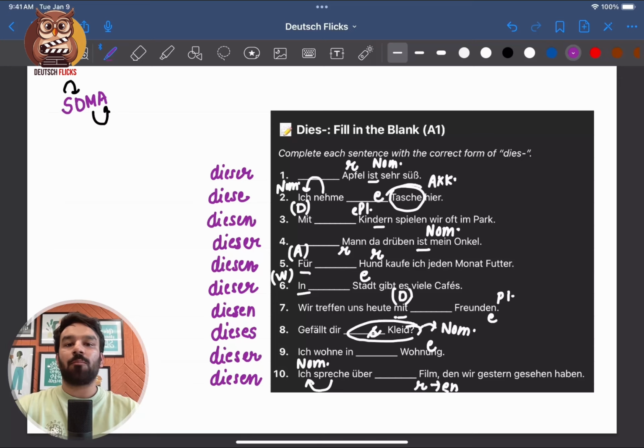I'm pretty sure for most of you, the 10th one will be wrong. It's okay, completely fine. This is something you'll understand at A2 level. By the way, the meaning of this sentence: I am talking about the movie that we saw yesterday. Alright, now you can let me know your score out of 10 in the comment section.